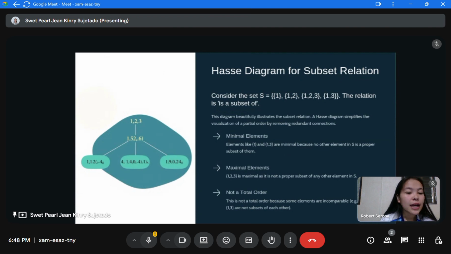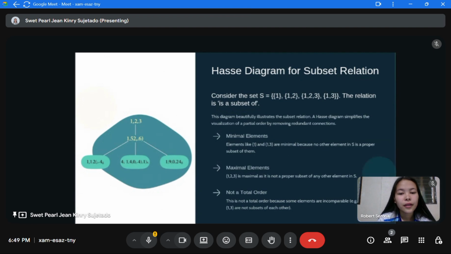But {1, 2} and {1, 3} cannot be compared because neither is a subset of the other. This is why we call it a partial order, because some pairs cannot be compared. From the diagram, we can identify minimal elements like {1} and {1, 3}. The maximal element of the set S is {1, 2, 3}. This visual helps us understand how the sets relate, like a branching tree.